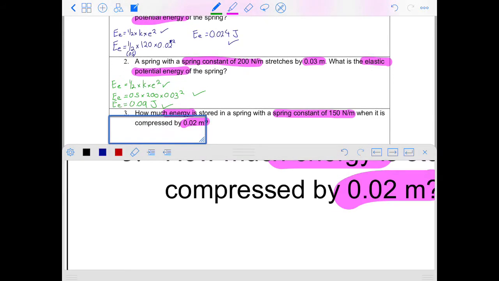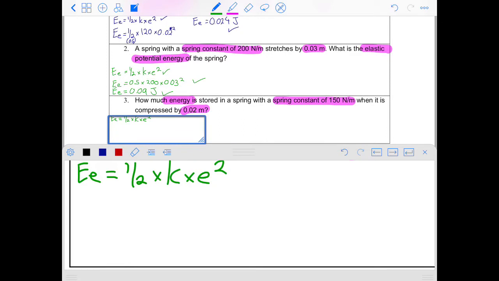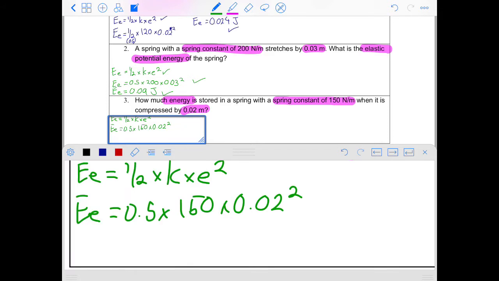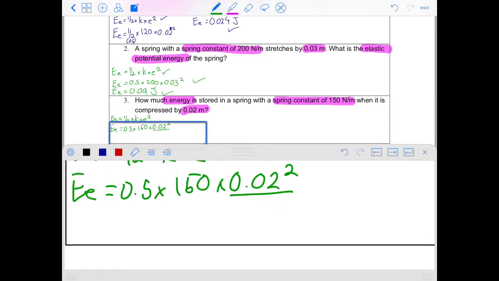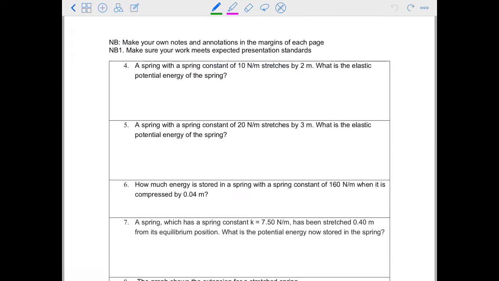So next thing we do, we write down our formula. So our elastic potential energy is equal to 1/2 times our spring constant times our extension squared. So next thing we do, plug in our values. Elastic potential energy equals 0.5 times our spring constant of 150 times our extension of 0.02 squared. We plug that into our calculator, again, starting with the extension, and we end up with the value. Our elastic potential energy is equal to 0.03 joules.